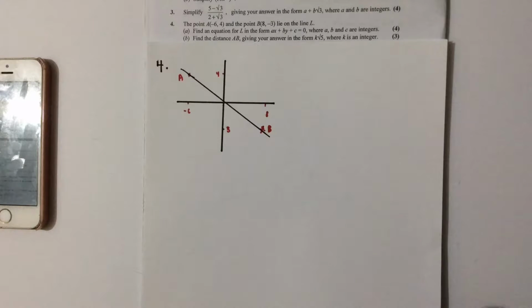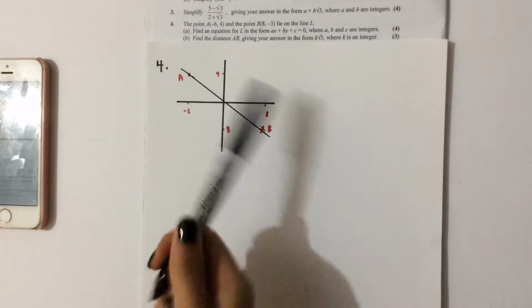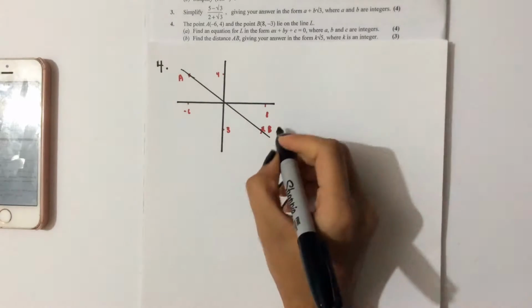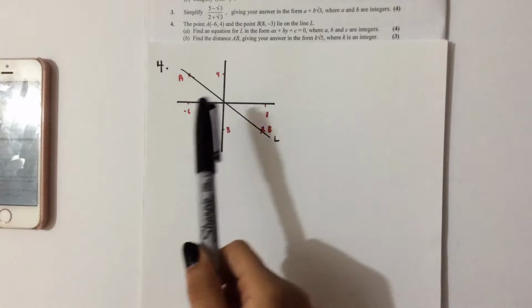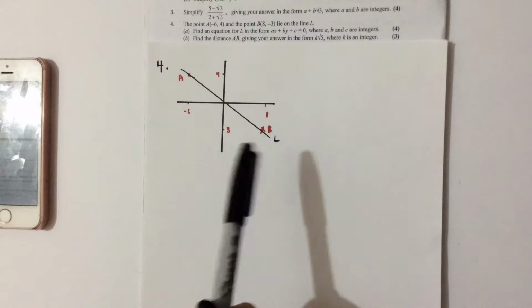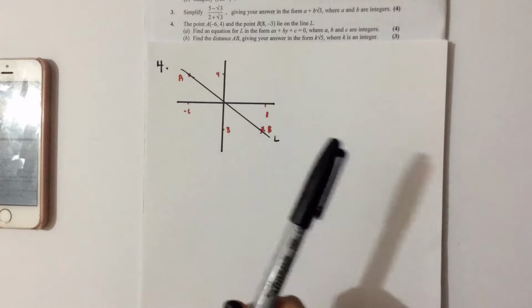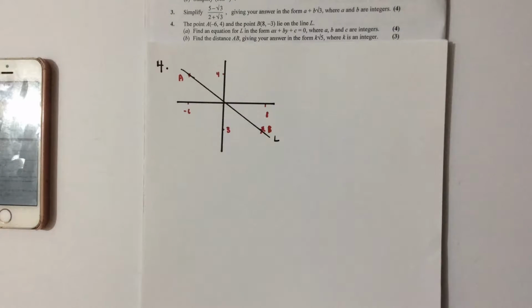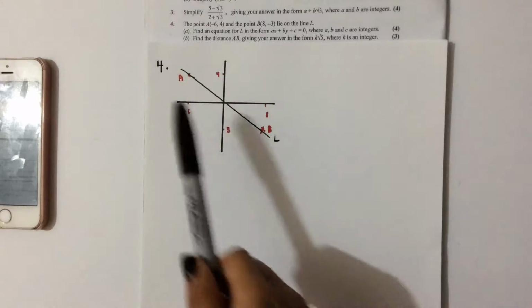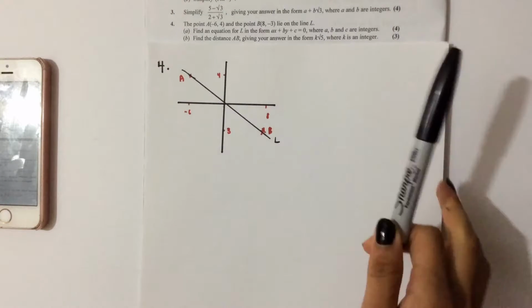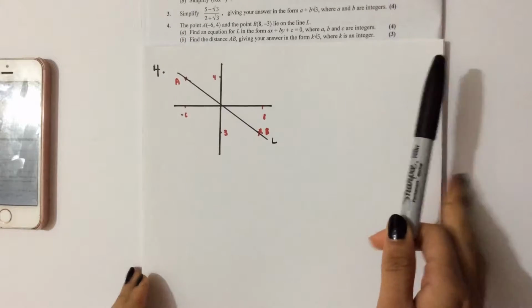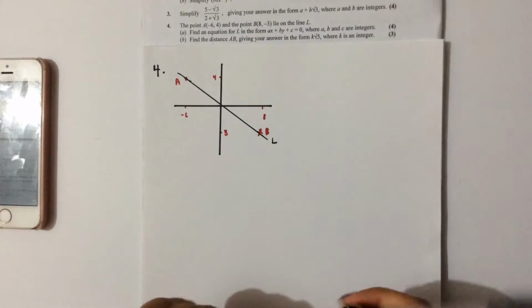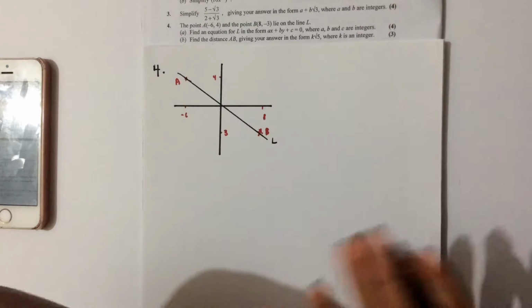For question 4, we're given 2 points, A and B, and they both lie on the line L. And part A asks us to find an equation for L in the form ax plus by plus c is 0. So to find the equation of this line, first we have to know the coordinates of the 2 points, so we do know those. And now we need to find the gradient.